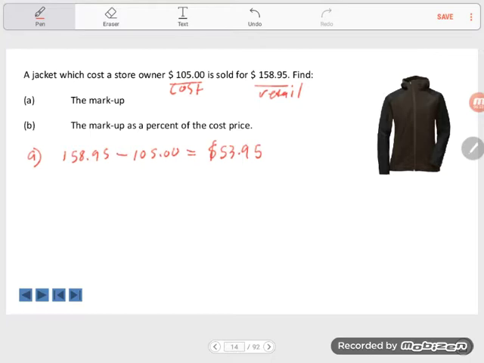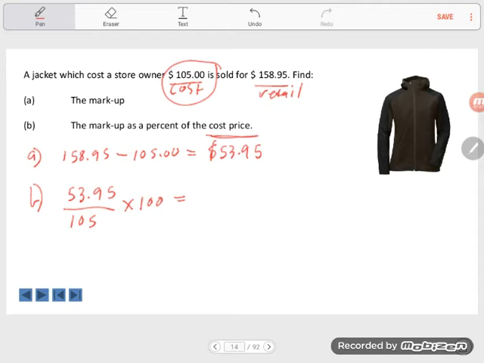Okay, now in part B we want to find the markup as a percent of the cost price. So we take the markup, and it can be confusing to know which one do we divide by, the 105 or the 158.95. Well, it's of the cost price, which is this one, what it cost the store owner, not what it cost you to buy in the shop. That's the retail price. So 53.95 over 105 times 100.